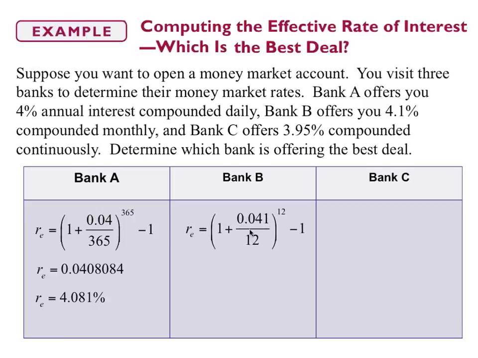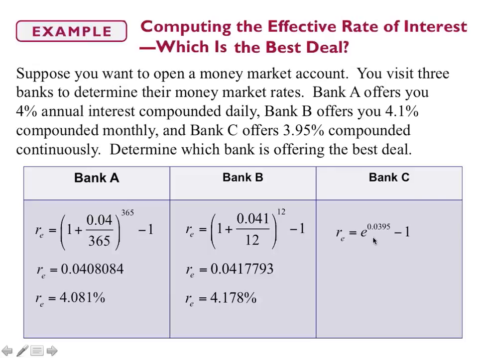Now for Bank B, we're going to do the same kind of thing, except it's compounded monthly. So we have n equals 12, and then our interest rate's a little higher, 0.041. And if we do this in our calculator, you should get 0.0417793, which would be 4.178%. Okay, so Bank B is a little bit better than Bank A. So 4.1% compounded monthly corresponds with 4.178% of simple interest.